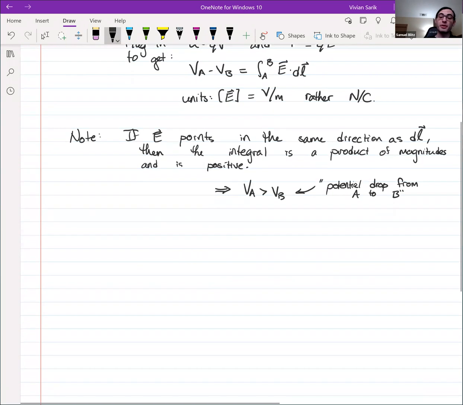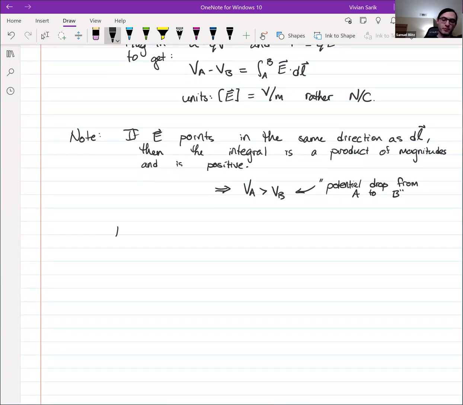So there's a rule of thumb that we can derive from this relationship. That rule of thumb is pretty nifty. It's that electric fields point in the direction of decreasing electrostatic potential.